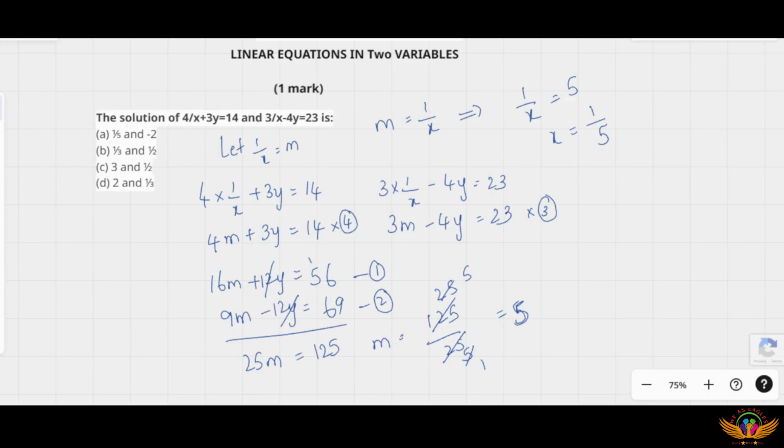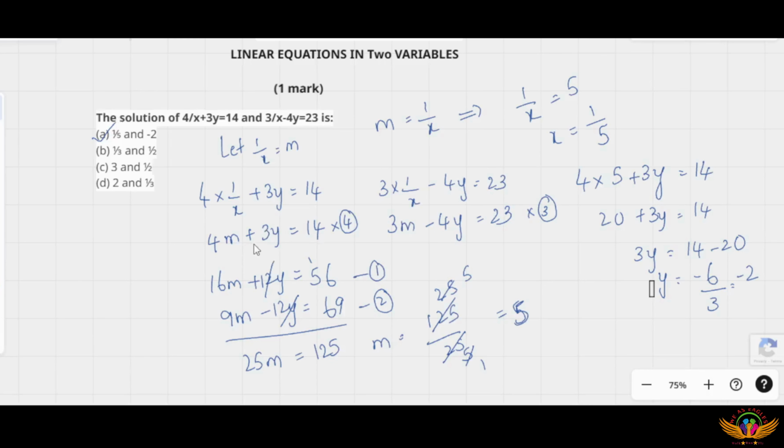Now we have to find out the y value as well. So let us substitute 1 by x equal to 5 in the first equation. So 4 into 5 plus 3y is equal to 14. 20 plus 3y is equal to 14. So 3y is equal to 14 minus 20. So y is equal to minus 6 divided by 3. That is minus 2. So x value is 1 by 5 and y value is minus 2.